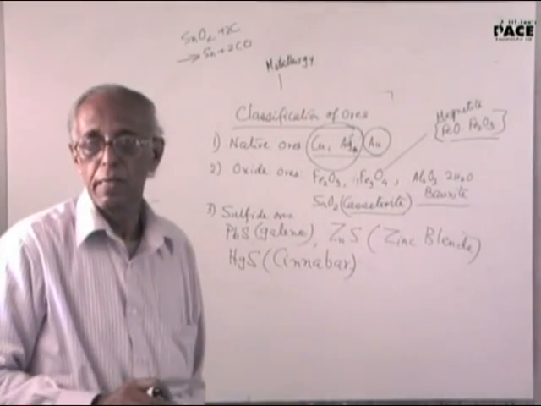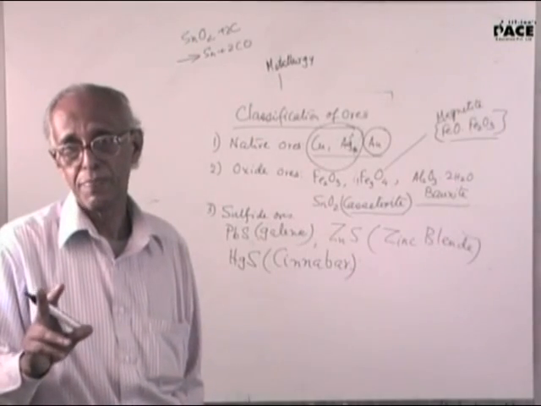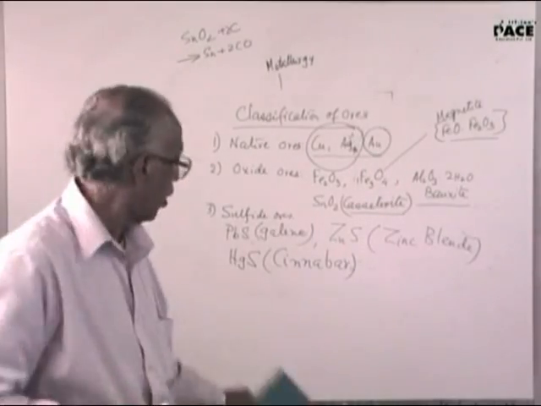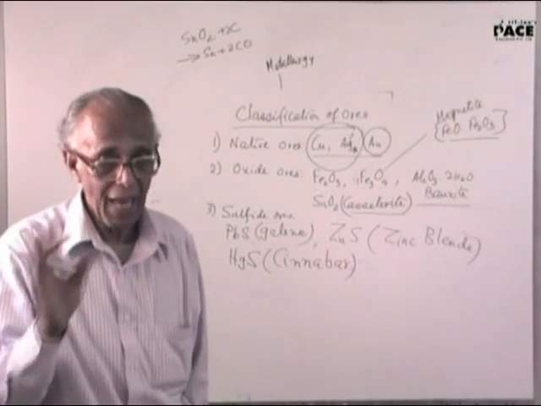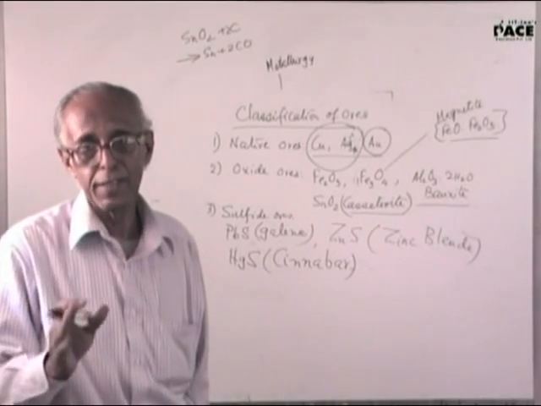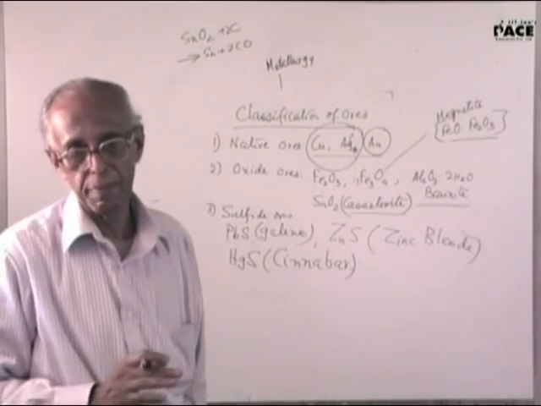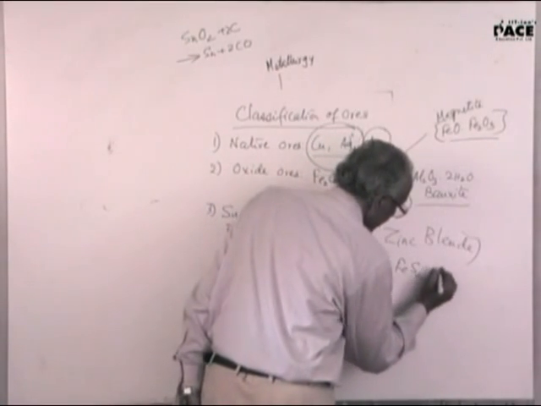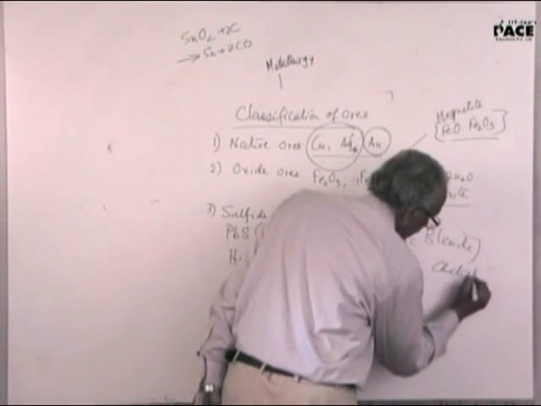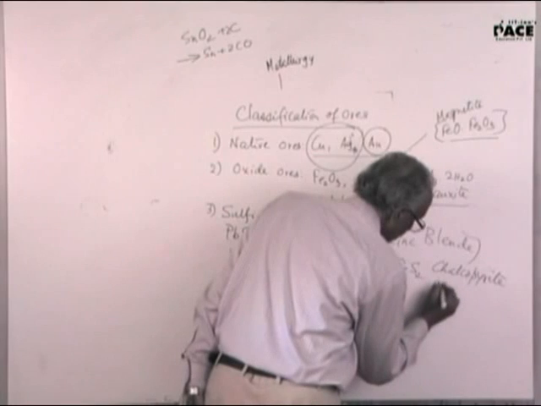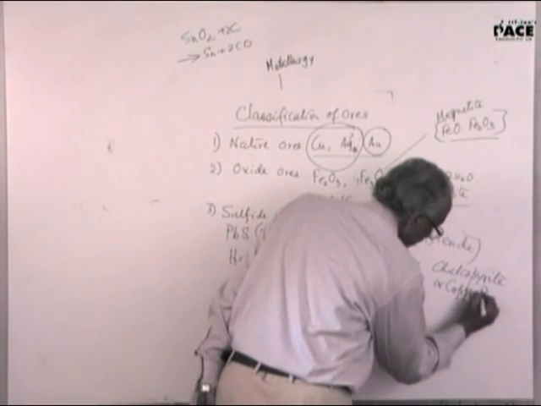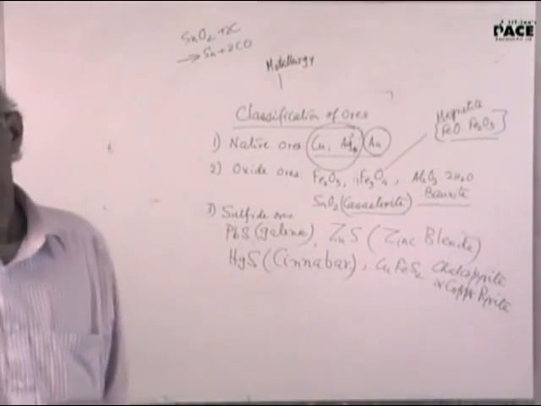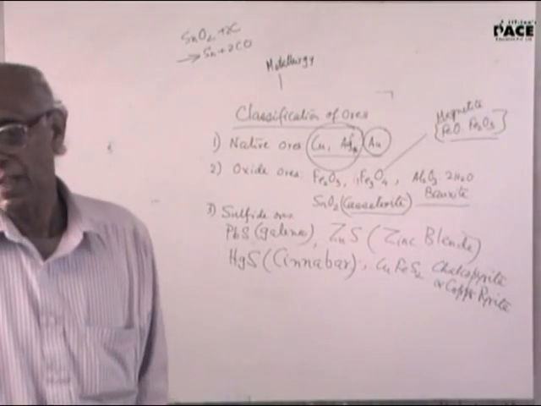There are two varieties of mercury sulfide. One is black, another is red. The red variety is called cinnabar, not the black variety. The red variety of mercuric sulfide is called cinnabar. CuFeS2 is called copper pyrite or chalcopyrite.